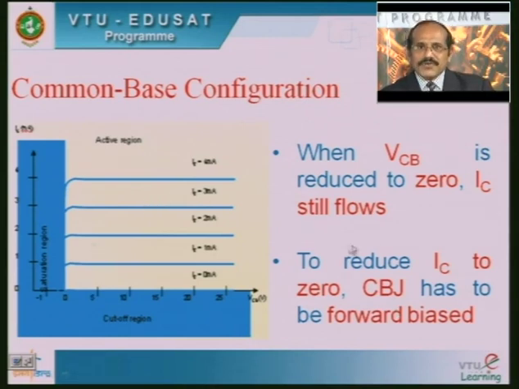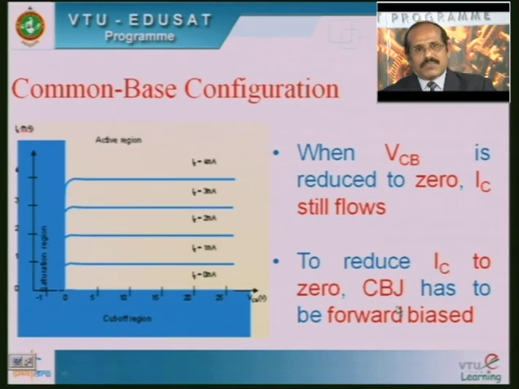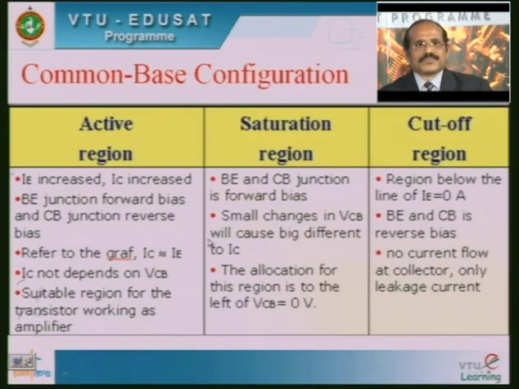And in order to reduce this collector current to zero, what do we need to do? We need to forward bias the collector base junction. We have to reverse the terminals of the voltage supply, the power supply. If you interchange the terminals, the collector base junction will be forward biased, and the collector current reduces to zero.